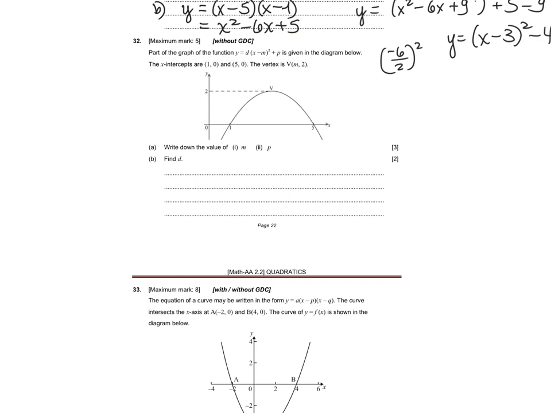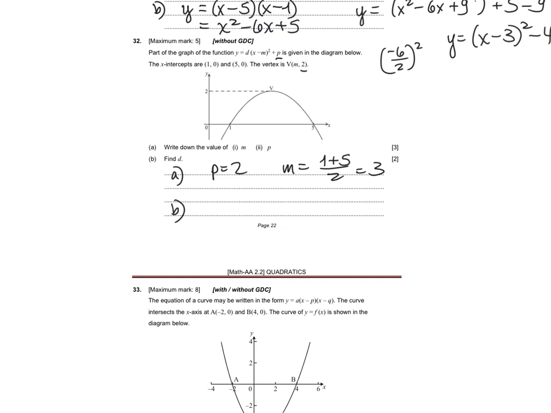Okay, so for part 3.2, we've got it in vertex form. We've got the x-intercepts, and we've got the vertex. Write down the value of m and p. P is for sure 2, because that is the y coordinate of the vertex. And m is the x coordinate of the vertex. We can find the axis of symmetry because we've got the x-intercepts. So p is 2 and m is 1 plus 5 over 2, which is 3.